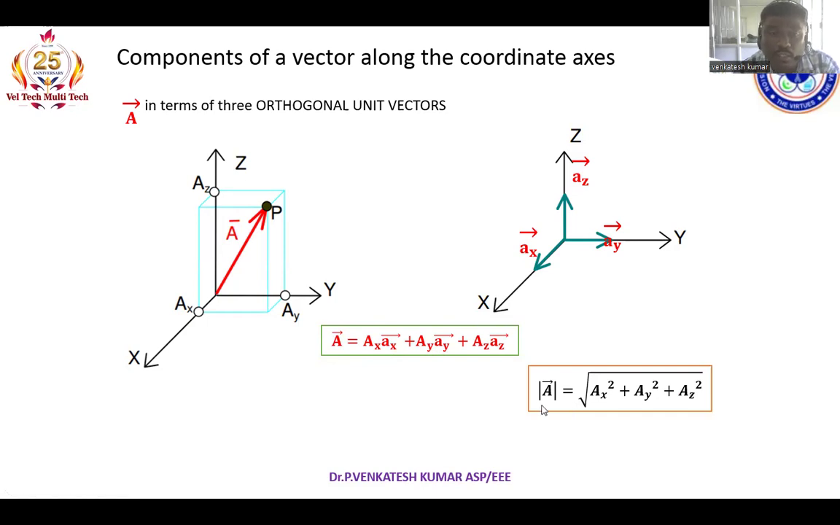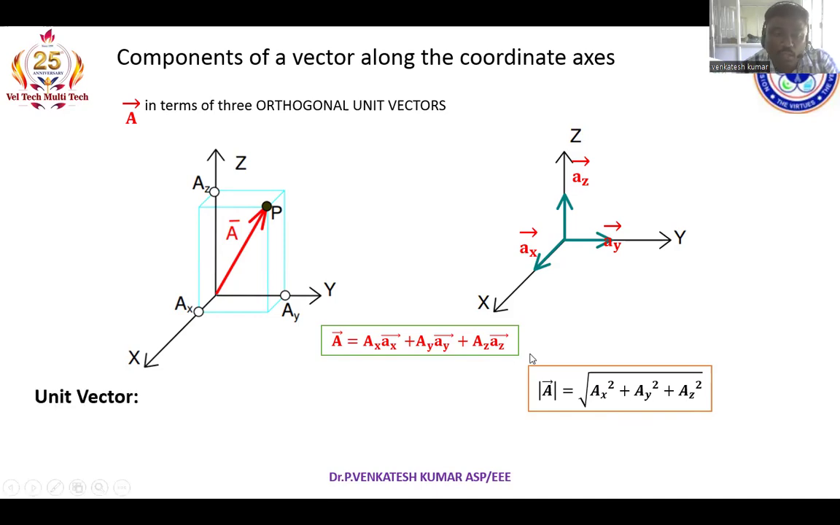The modulus, or magnitude, of A vector is the overall value. How to calculate: the magnitude of A vector is equal to the square root of Ax square plus Ay square plus Az square, the squares of the x, y, and z directional magnitudes. So this is for the magnitude.